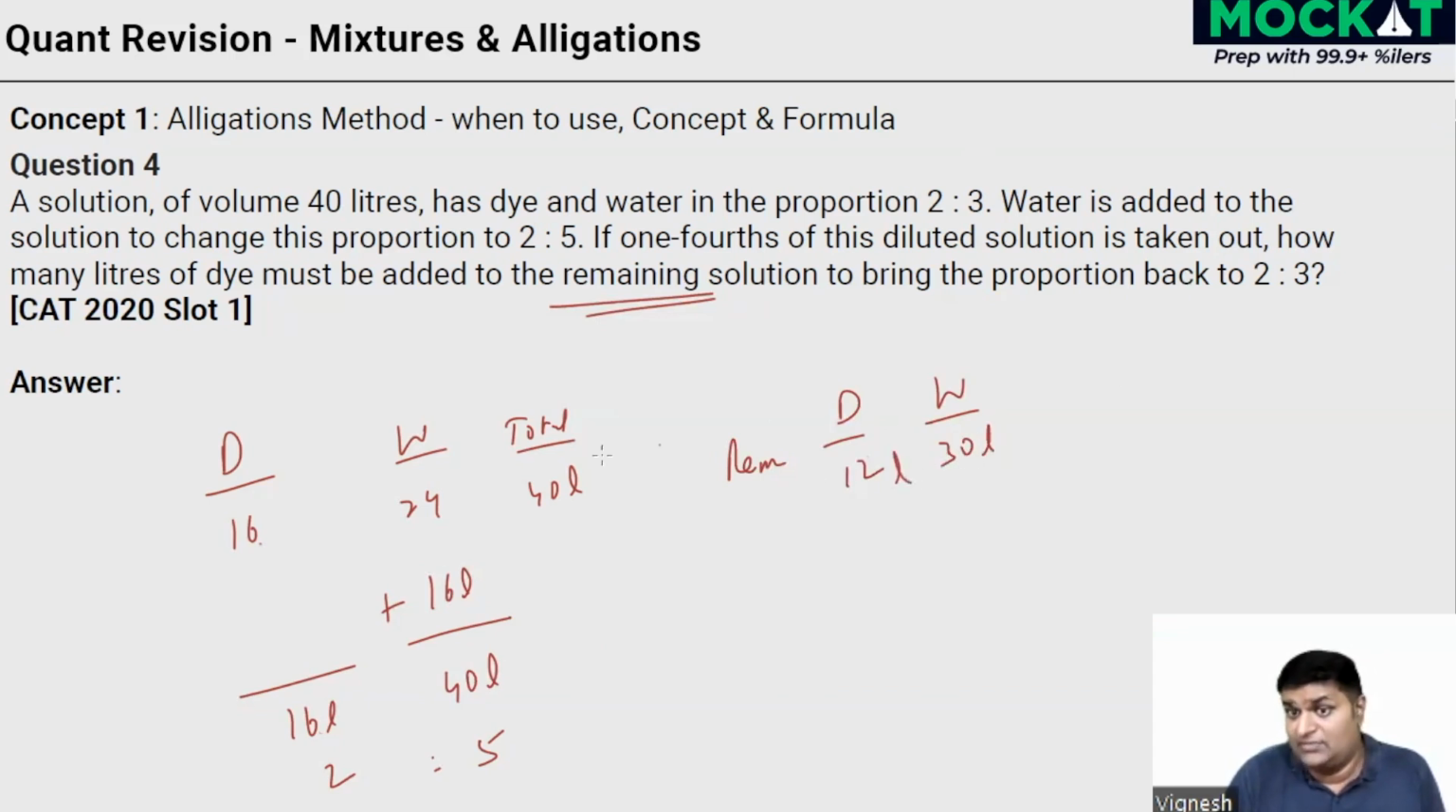To this, how many liters of dye must be added? Only dye should be added. 30 remains 30. To bring it back to 2:3, 30 liters is 3 parts, so 2 parts is 20. To 12, I'm going to add 8 liters over here. 8 therefore becomes the answer over here.